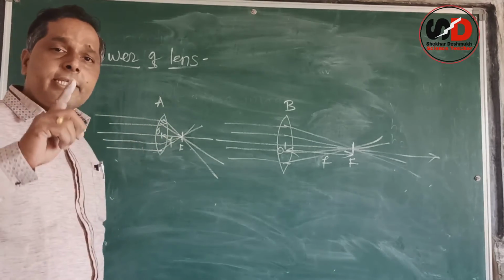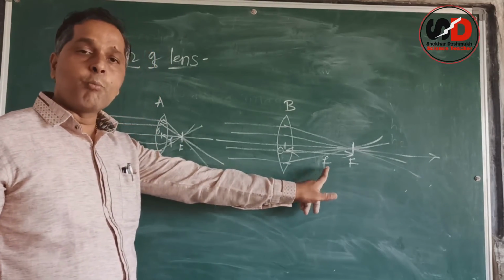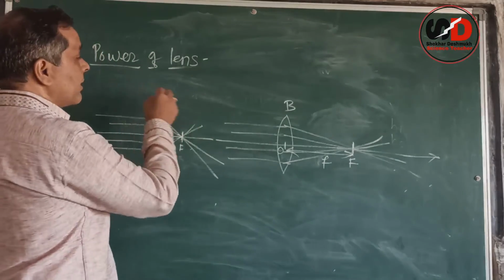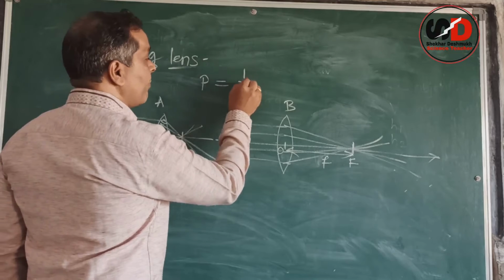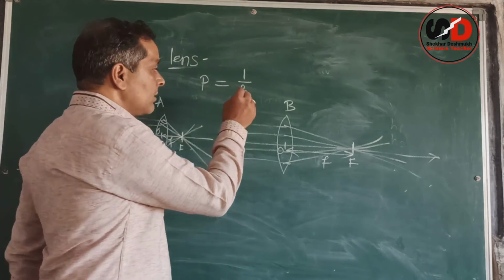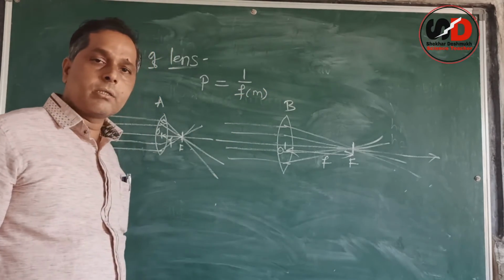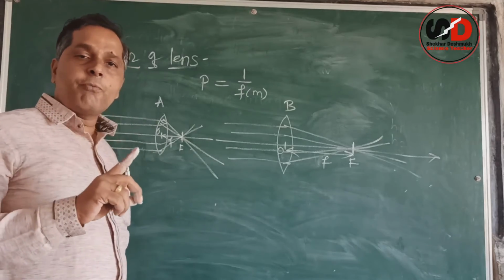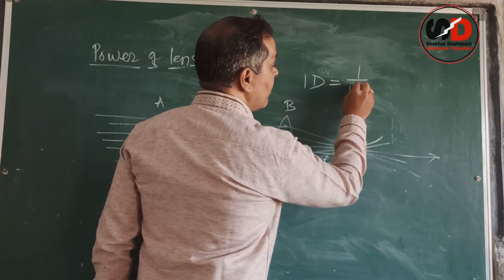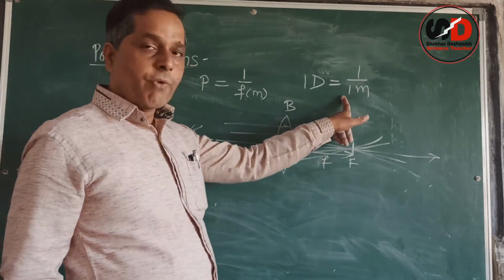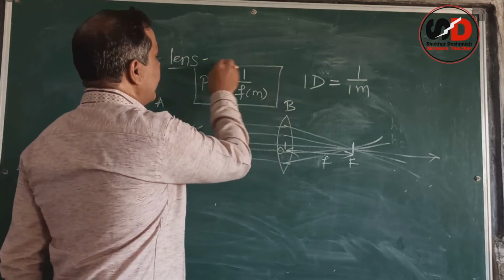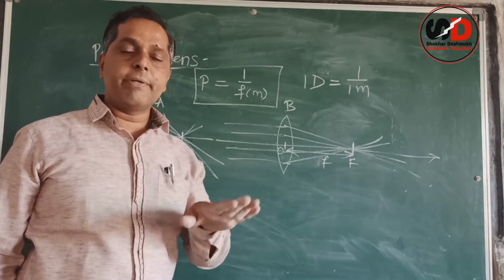So the power of the lens is always given in terms of focal length. The more the focal length, the less the converging power, and therefore it is inversely proportional. And therefore we get that the power of a lens is equal to 1 upon F. It is the reciprocal of focal length. But the condition is F must be in meters. The unit of power is the diopter. So 1 diopter is equal to 1 upon 1 meter, where 1 meter is the focal length. So power is given by 1 upon the focal length, and the focal length must be in meters.